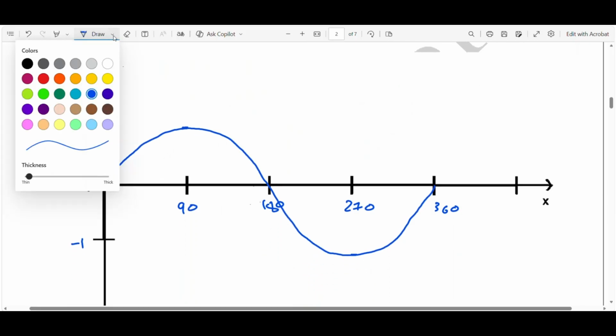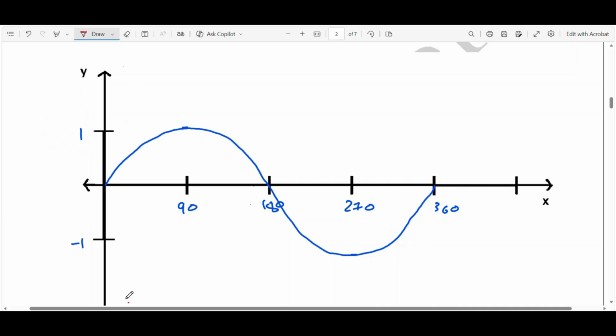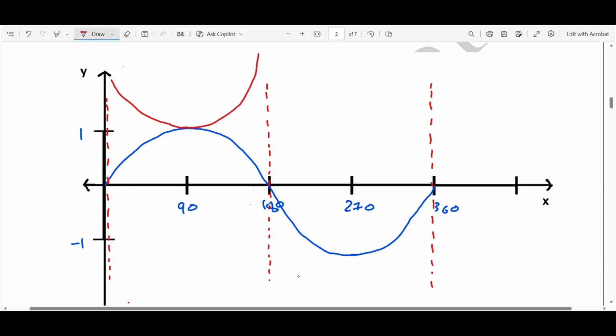I'm going to use a different color. I will have an asymptote on 0, another asymptote at 180, another asymptote at 360. And then I have to flip it between 0 and 180, and I have to be careful about the asymptote line. Same between 180 and 360.